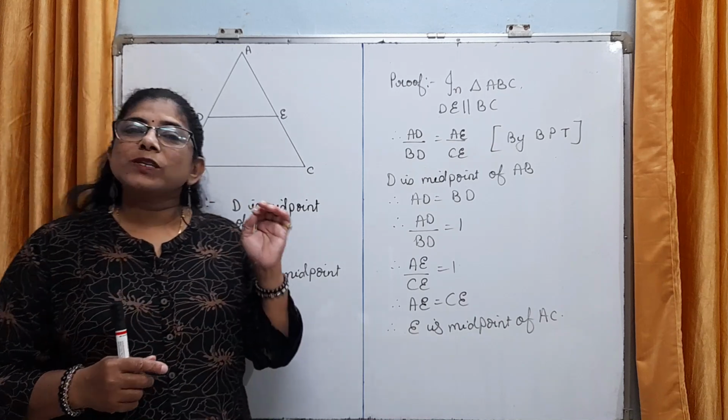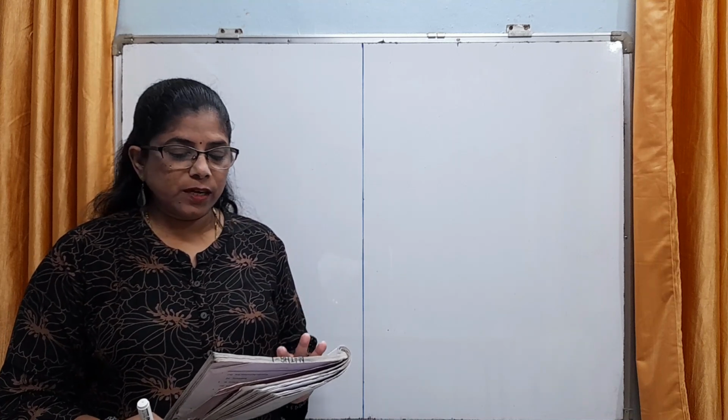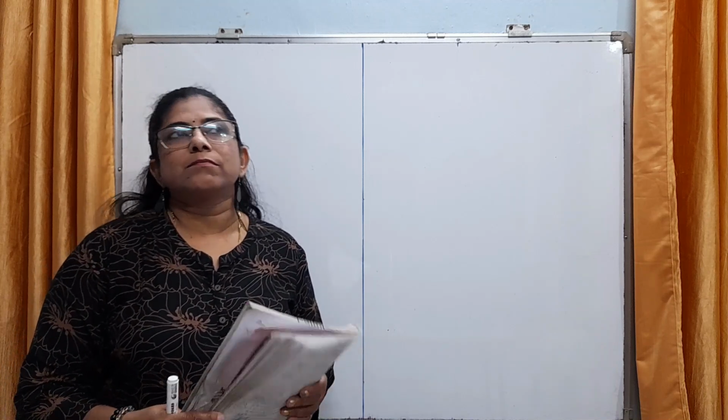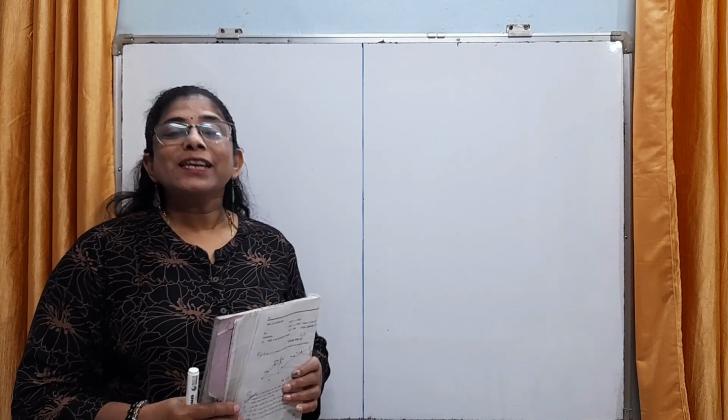Now let's move to question number 8. Question number 8 says, using theorem 2.2, prove that the line joining the midpoints of any two sides of the triangle is parallel to the third side. Recall that you have done this in class 9. Now here we can say it's the converse of the midpoint theorem. So again, let's draw the required figure to solve this problem.